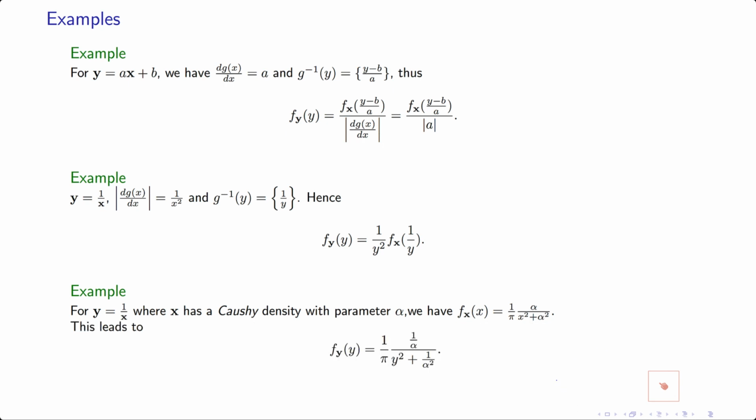you get this one. And obviously, you see that this formula is the same as this formula, just that you replace alpha by 1 over alpha. So the new random variable y also has a Cauchy density, only the parameter instead of being alpha is 1 over alpha.